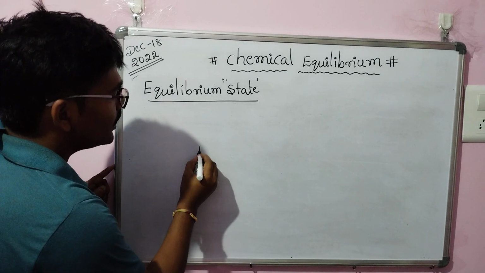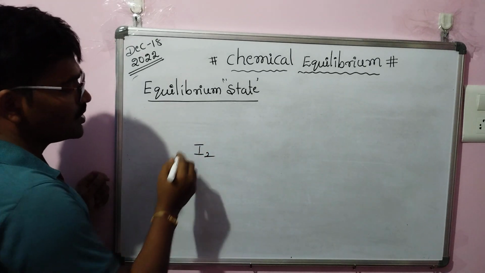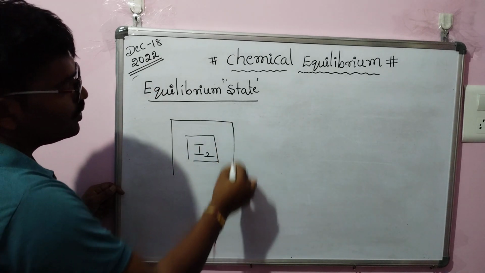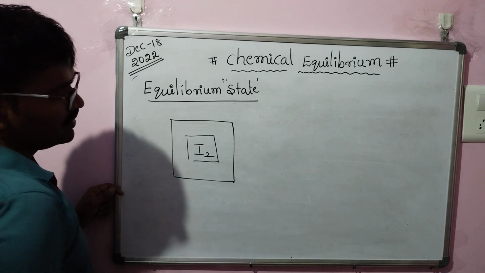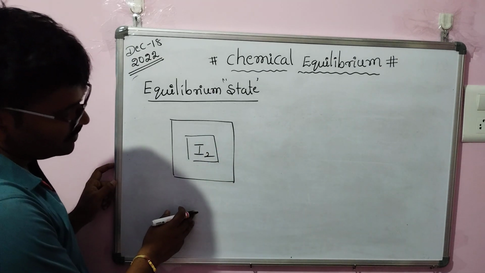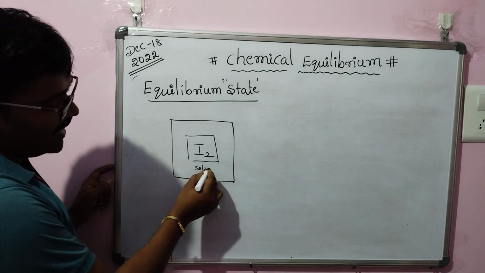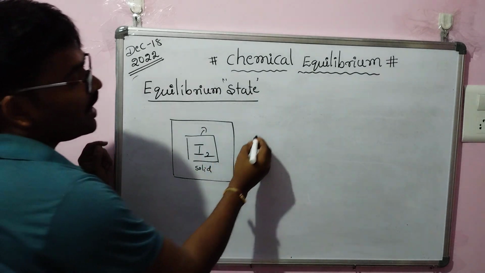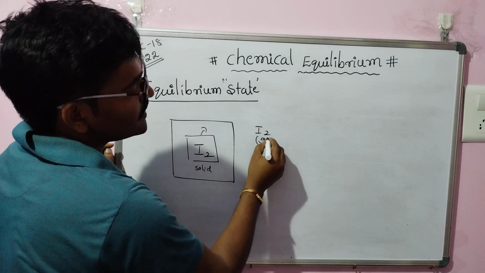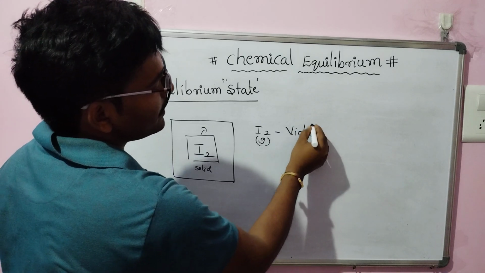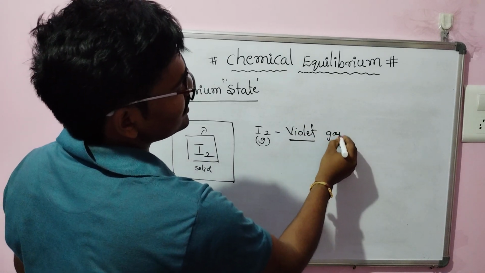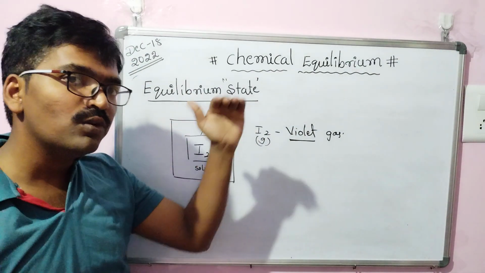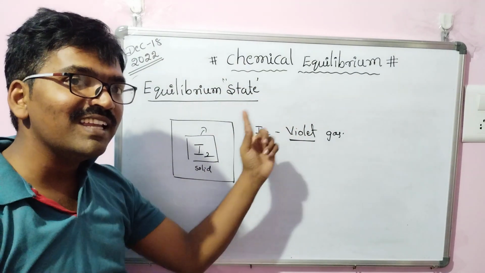We are taking solid iodine, I2. Solid iodine is present in a closed vessel. After some time, this solid I2 can be converted into vapors. Iodine I2 vapors are a violet colored gas. So solid I2 can be converted into vapor state, so the violet color increases with time.